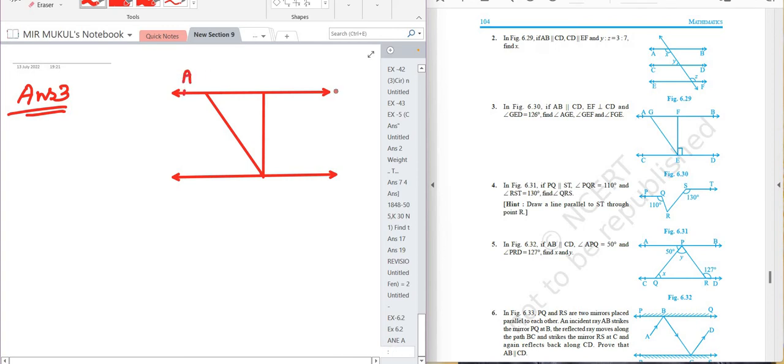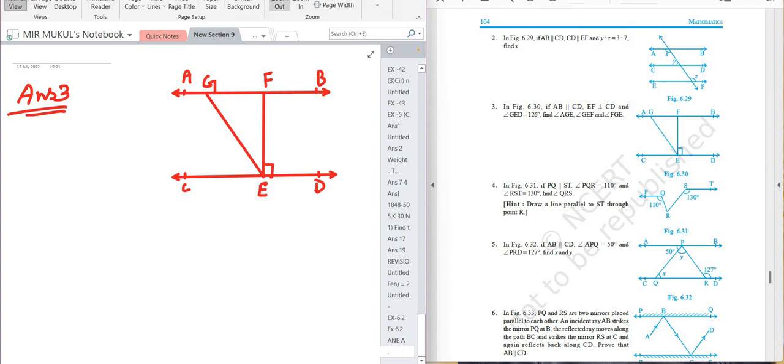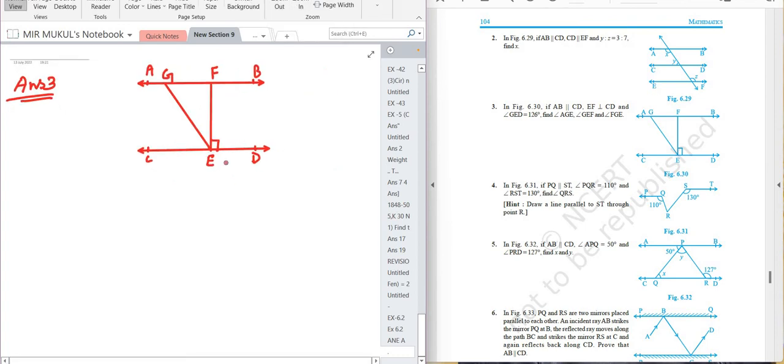This is A and this is B, and this is C, this is D, this is E, F, and this one is G. And this is 90 degrees, perpendicular. So have you drawn this? Yes, sir. Now write given.